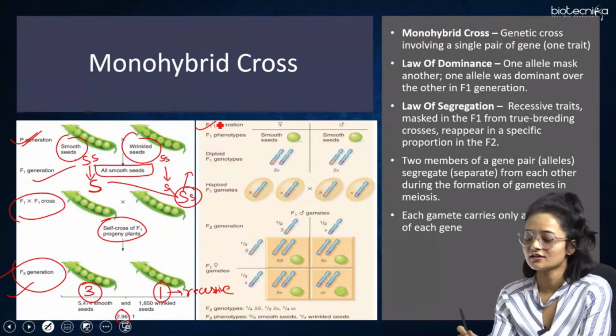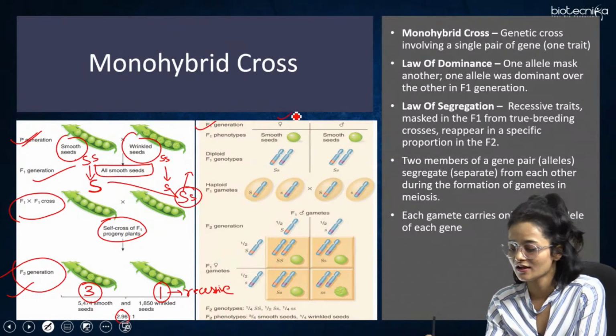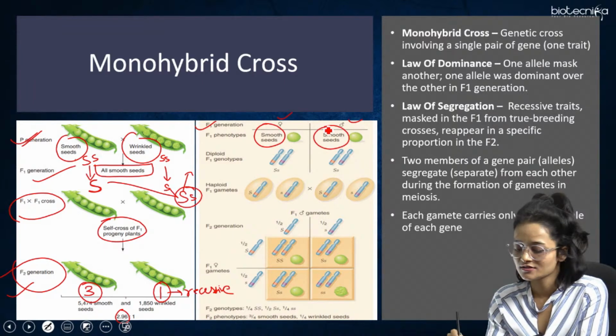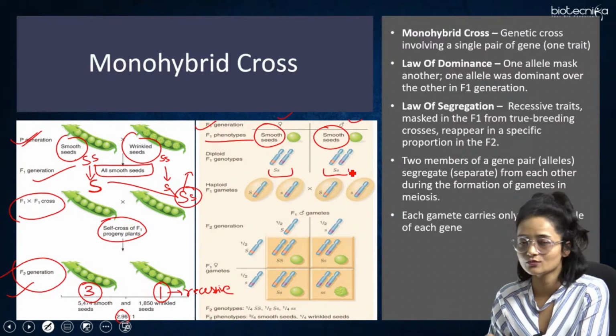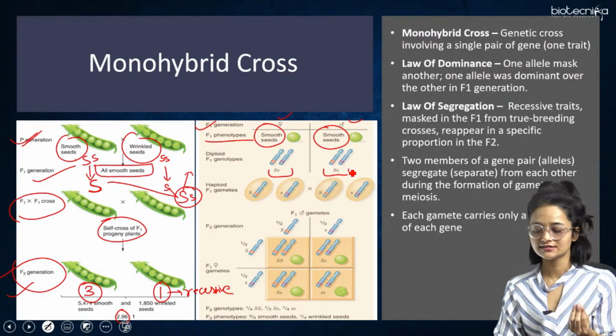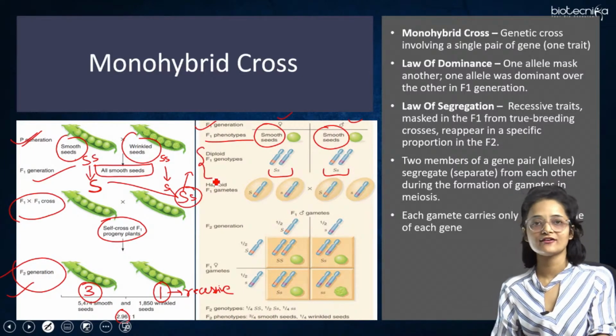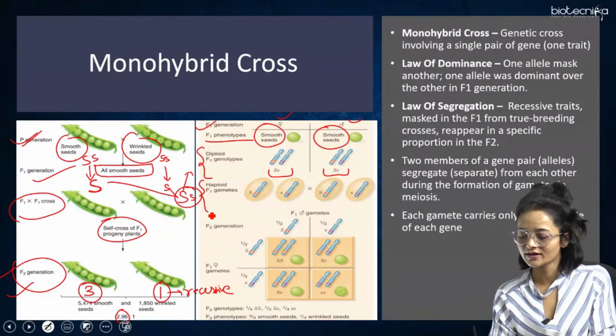Now here it says that the F1 generation, for male and for female, both are having smooth seeds. So in F1 phenotype, the result that was observed was the heterozygous form of these seeds, right? Capital S and small s. And this was the diploid F1 genotype. Now coming to the haploid F1 genotype.